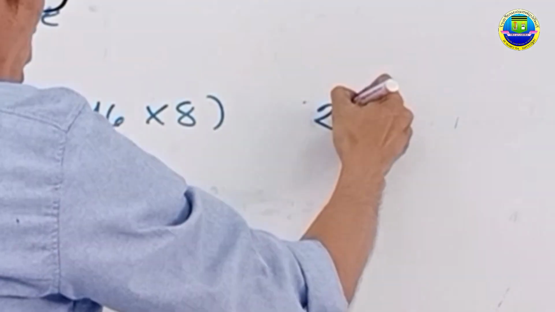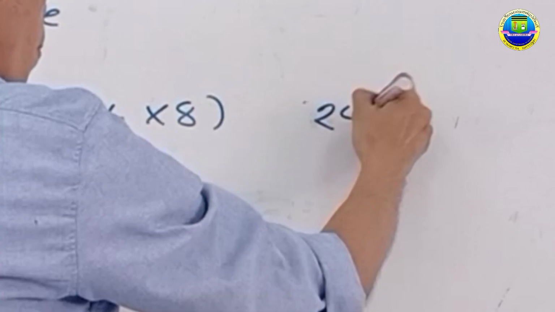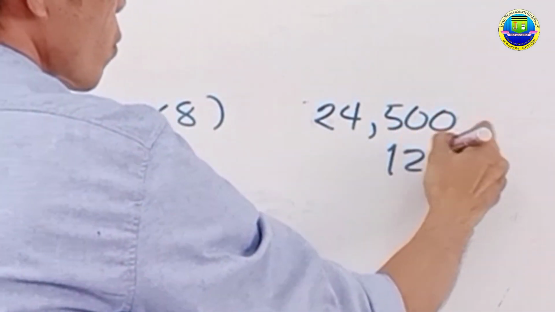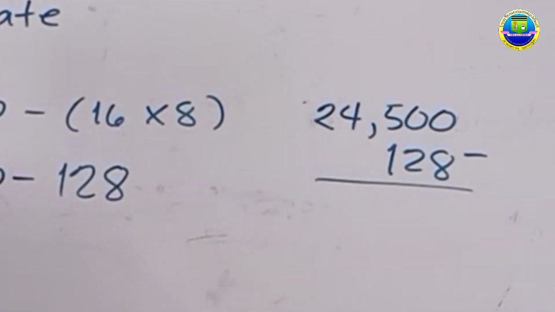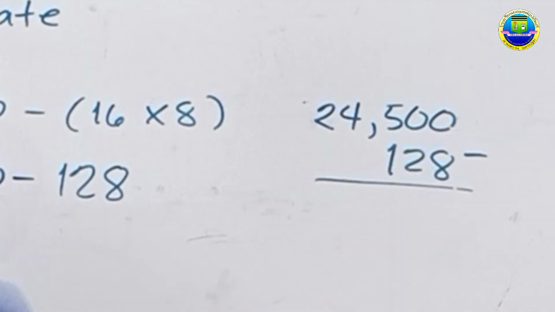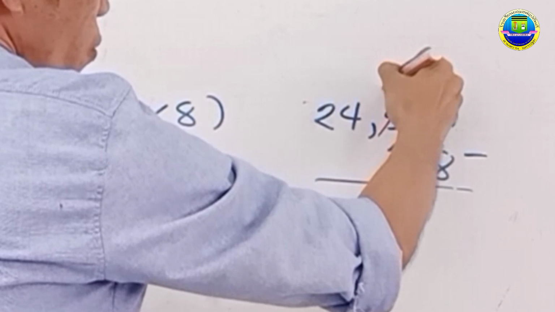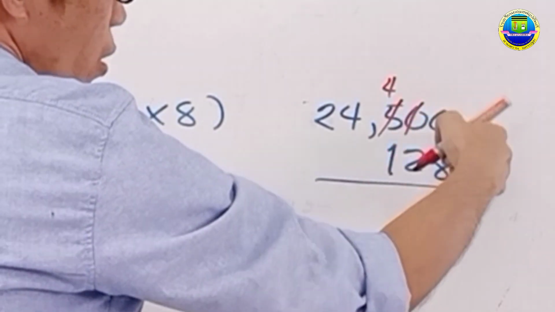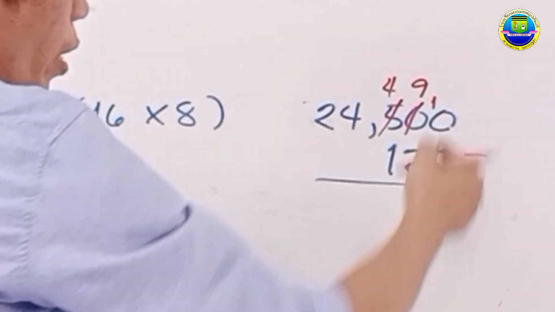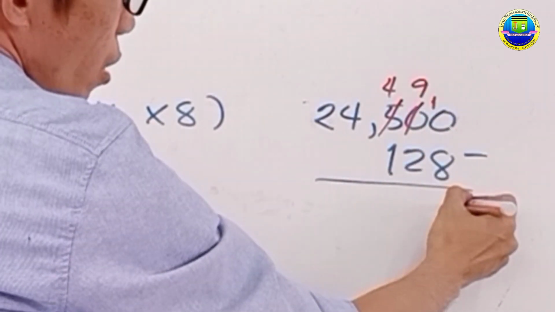24,500 minus 128. Okay, subtract. 0 minus 8 cannot be. We have bar 1 here, so we will bar 1 here. So we have here 4. We have 10. We have bar 1. We have 9. We have 10. So we have 10 minus 8.